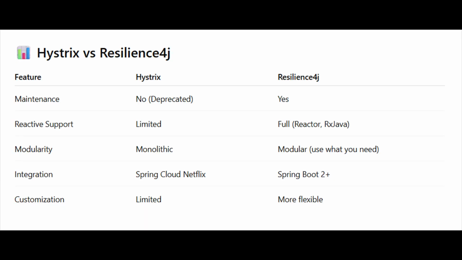Hystrix versus Resilience4j. Maintenance: Hystrix no, Resilience4j deprecated: yes. Reactive support: Hystrix limited, Resilience4j full, Reactor, RxJava. Modularity: monolithic versus modular, use what you need. Integration: Spring Cloud, Netflix versus Spring Boot 2+. Customization: limited versus more flexible.